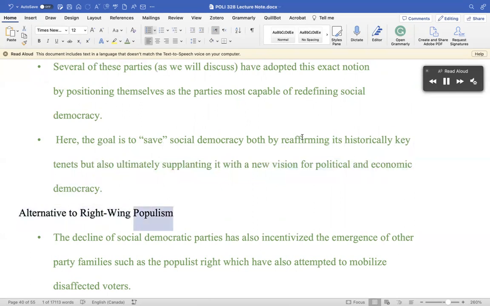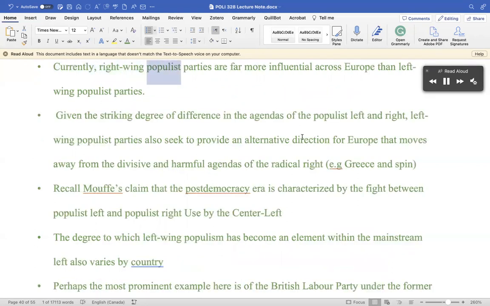Alternative to right-wing populism, the decline of social democratic parties has also incentivized the emergence of other party families such as the populist right, which have also attempted to mobilize disaffected voters. Currently, right-wing populist parties are far more influential across Europe than left-wing populist parties.